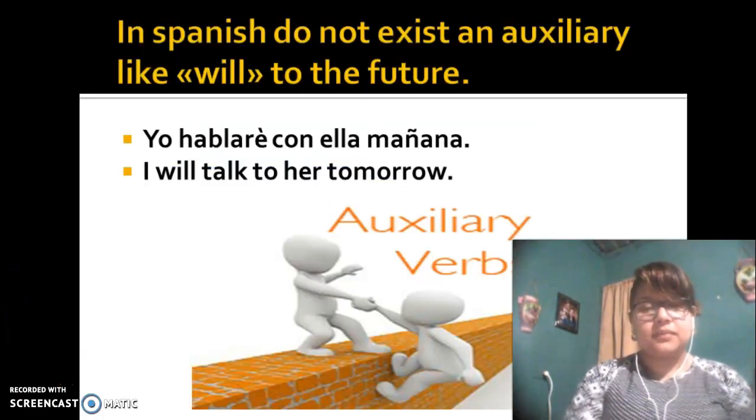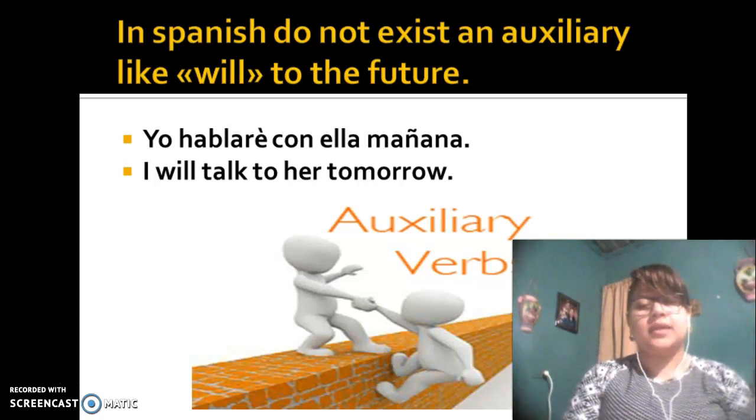So, in Spanish, there does not exist an auxiliary like will for the future. To understand it better, we have two examples. Yo hablaré con ella mañana. I will talk to her tomorrow. As you can see, in the first example, we don't have any auxiliary. We just have subject, verb, and complement.